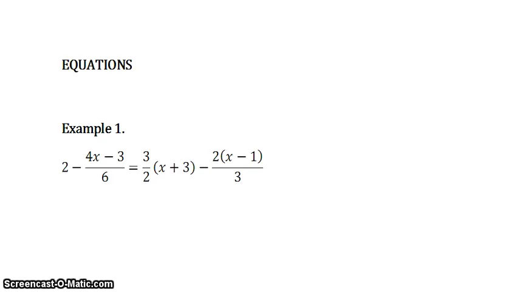Example number 1 looks horribly complicated. Now it's chosen because it is clearly a fraction equation. Now this first term here has a denominator of 1. The second term has a denominator of 6. And on the other side I've got a denominator of 2. And then I've got a denominator of 3. Now this is quite similar to algebraic fractions in that I need to think of a lowest common denominator.